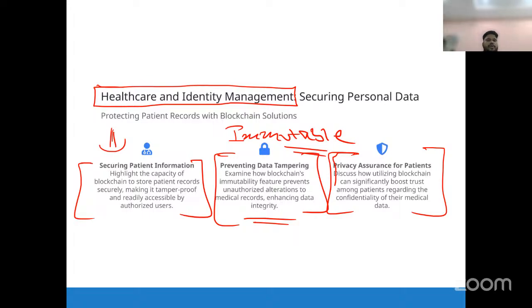Whatever we discussed right now, why do we need blockchain? Why do we need to secure the data within the blockchain platform? Can't we go and leave it open? Why do you think it's important to store the patient records securely? Everyone? Can anybody provide your answers?